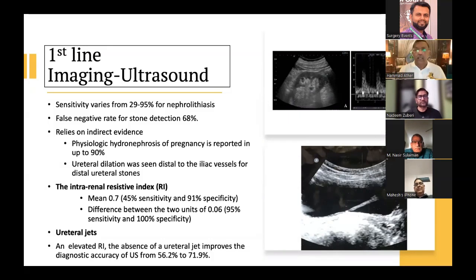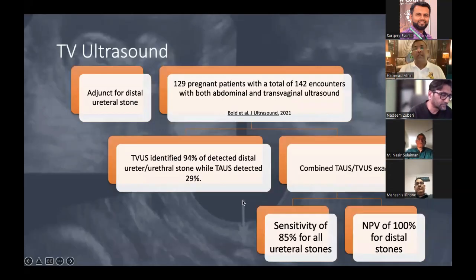So this is a little adjunct to the use of ultrasound, and it adds to the sensitivity and increases the specificity of ultrasound. The ureteric jet, again, is something that can diagnose obstruction versus physiological hydronephrosis. So if you use an elevated resistive index and the ureteric jet, you actually increase the transabdominal ultrasound's diagnostic accuracy from 56 to 72% sensitivity.